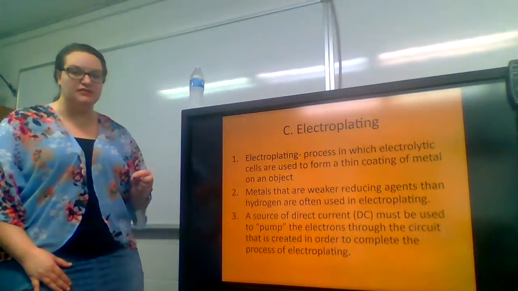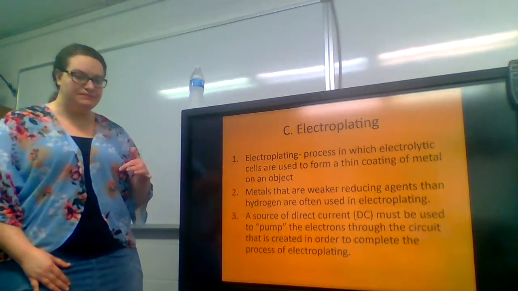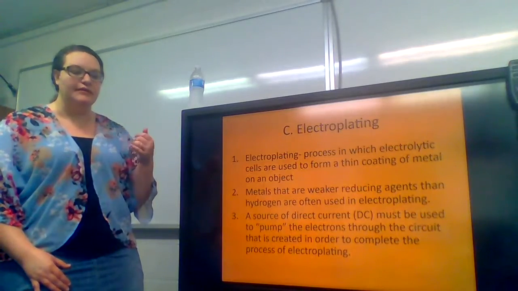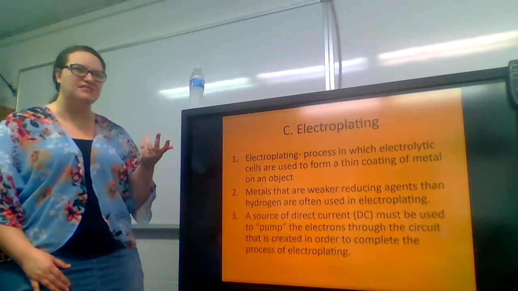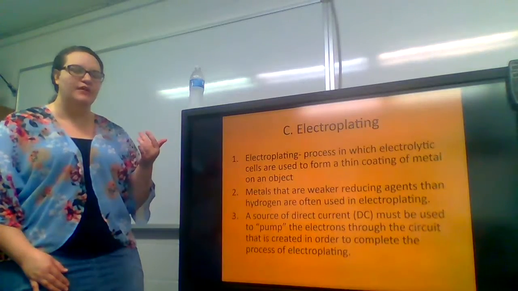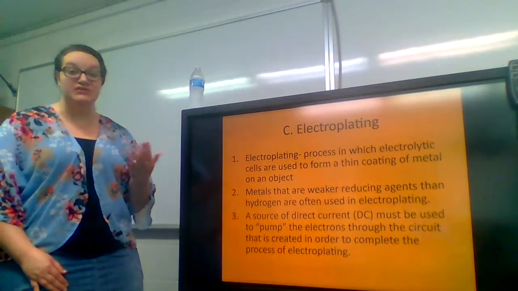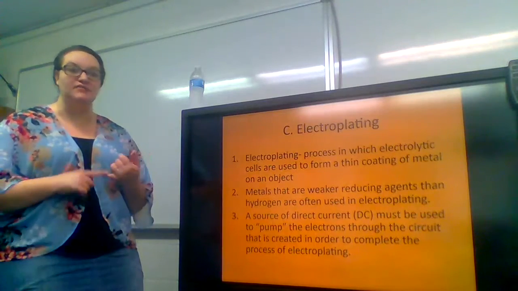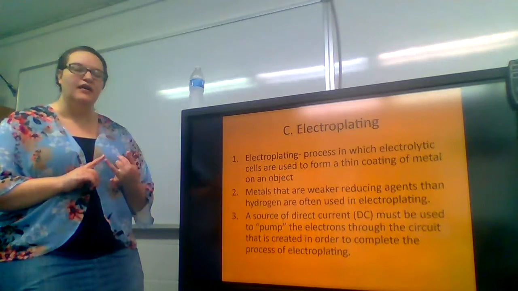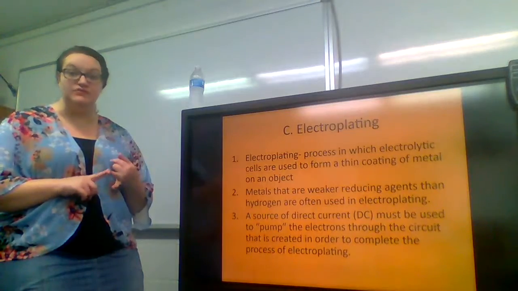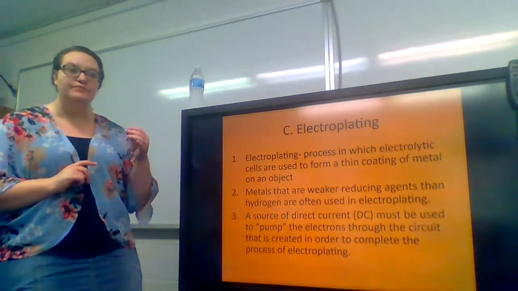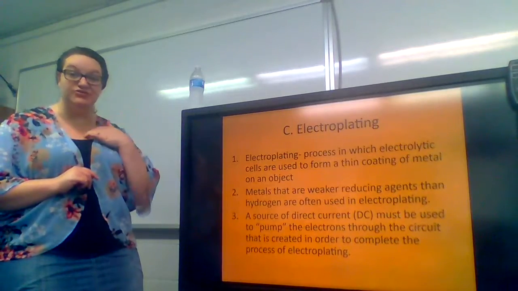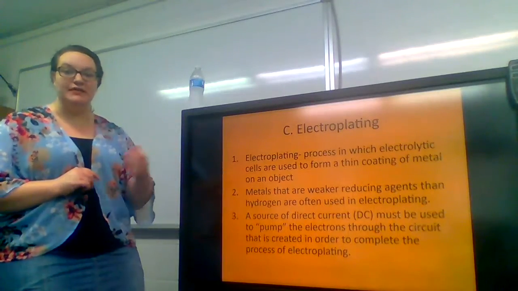on an object, okay? Typically things that we are common with, things that you are used to seeing that are electroplated. Things like silverware is electroplated. There's some jewelry that's electroplated. That's why if you wear it sometimes it starts to tarnish or it turns your skin. It's because it was electroplated.